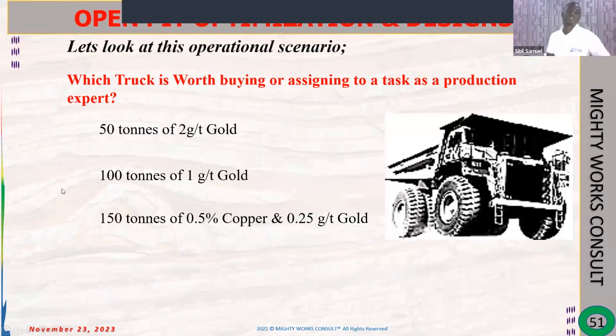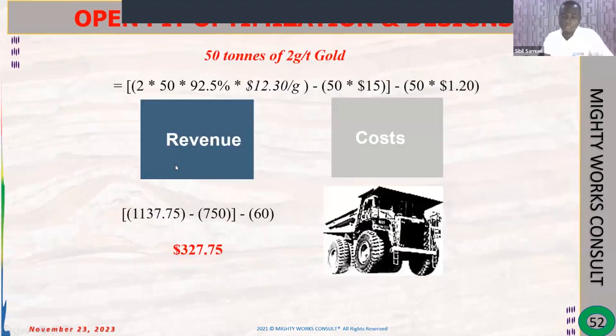Let's take, for example, a production scenario. You have a truck, and you want to assign it to a particular task. You have a 50-ton truck. It's taking 50 tons of 2 grams per ton gold. Another one has 100 tons, which can take 100 tons of 1 gram per ton gold. Then we have the 150, which is taking 0.5% copper and 0.25 gram per ton gold. Now the issue is which of these trucks is worth assigning and where? So you put it into that equation.